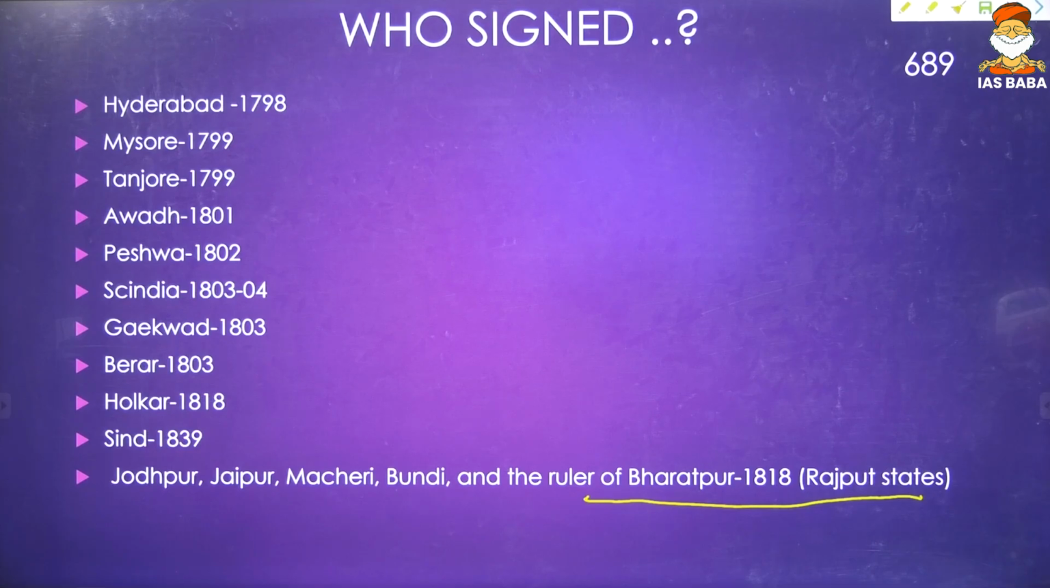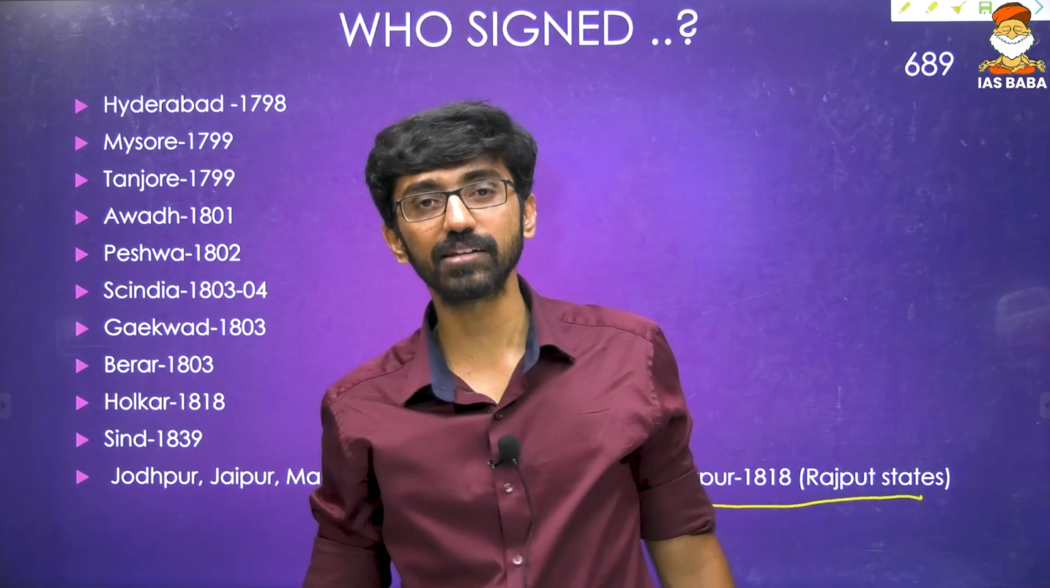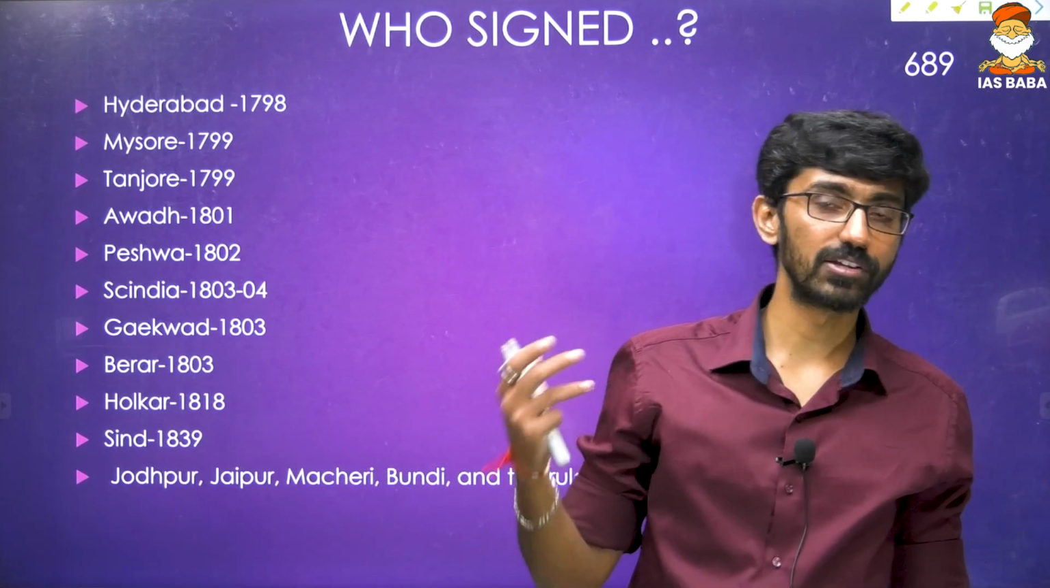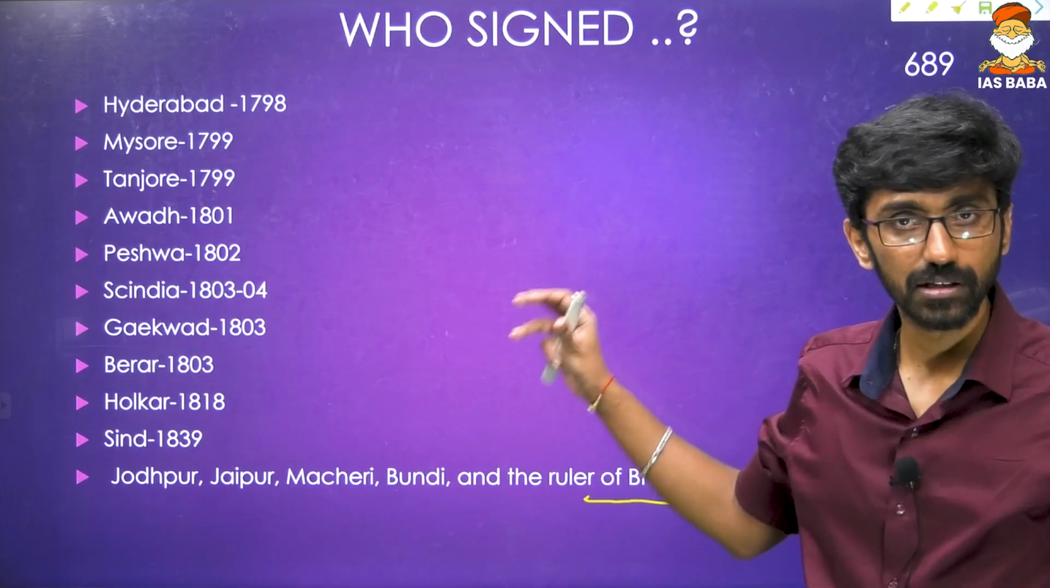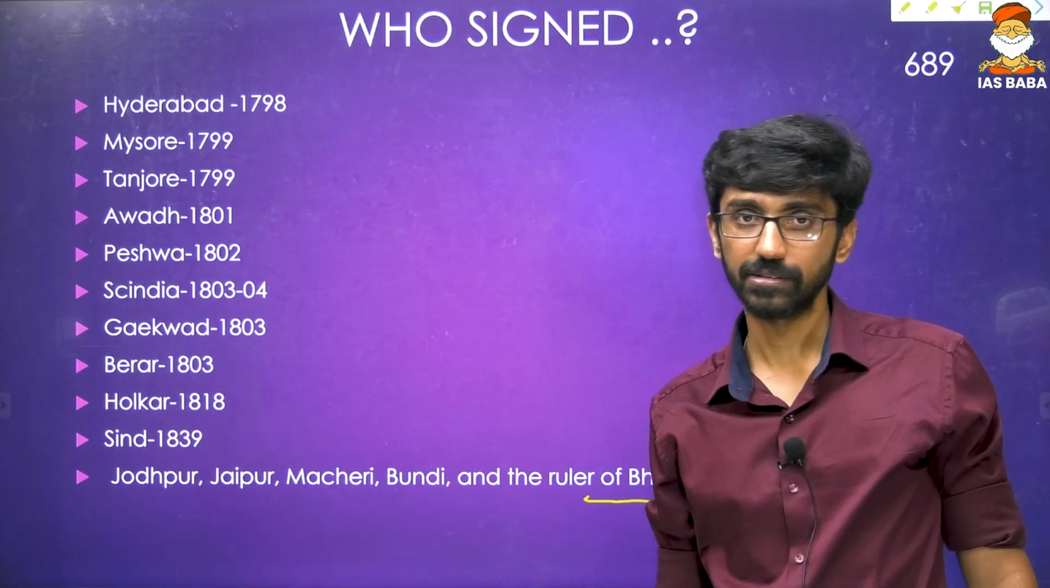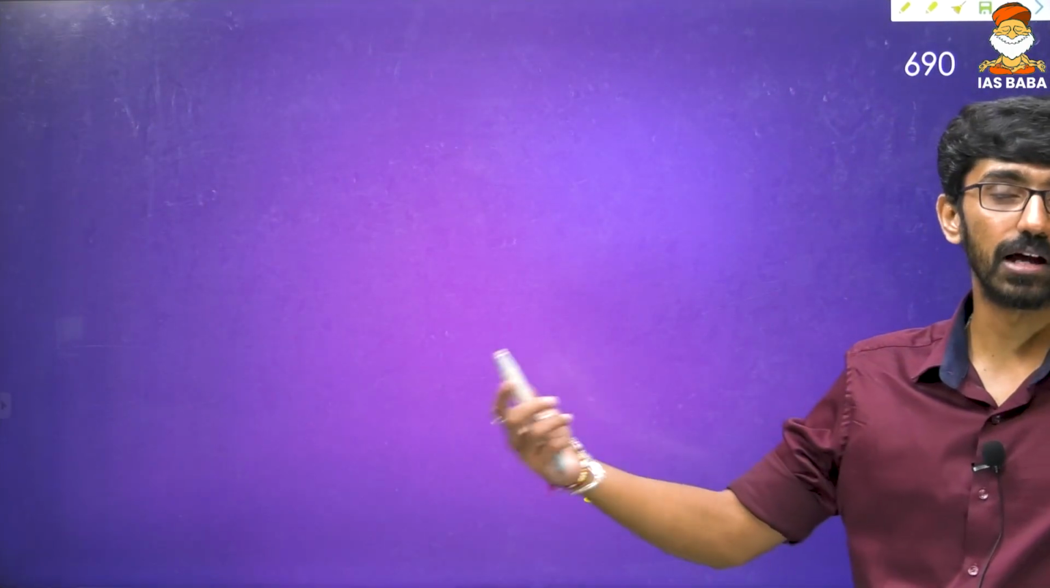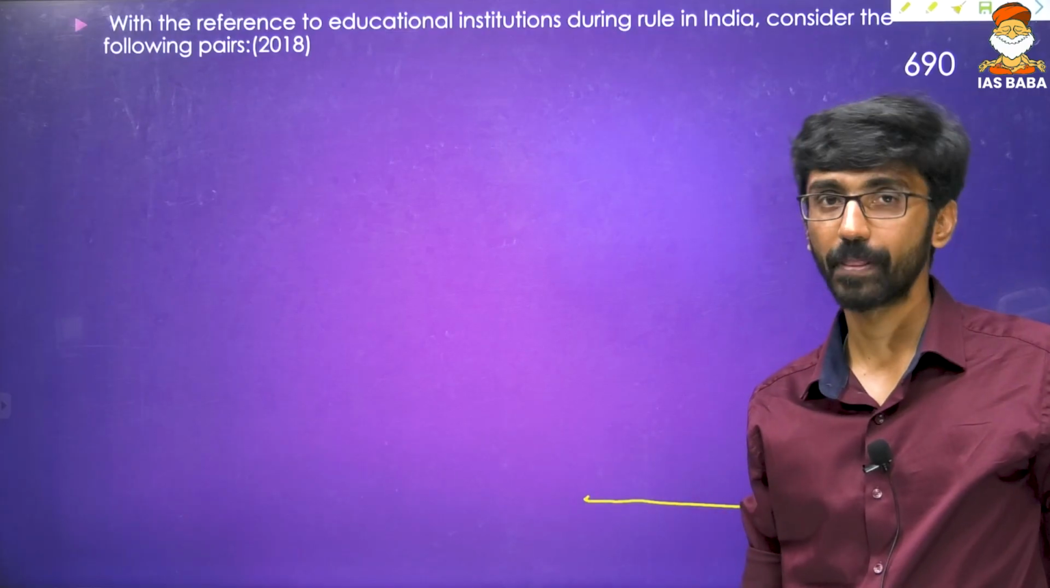Hyderabad 1798, Mysore 1799, Tanjavur 1799, Awadh 1801, Peshwa 1802, Sindhya 1803-04, Gaikwad 1803, Berar 1803, Holkar 1818, Sindh 1839, and in 1818 these Rajput states of Bharatpur, Bandi, Macheri, Jaipur, and Jodhpur. So when you sign the subsidiary alliance system, there is no self-respect and no independence, and that is the reason Tipu Sultan refused to sign this alliance system. But Mysore later, under the Wadiyars, signed this treaty.